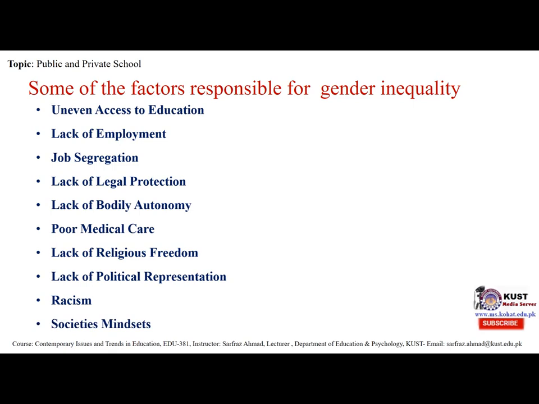Then the next one is society's mindsets. It is less tangible than some of the other causes on this list, but the overall mindset of society has a significant impact on gender inequality. How society determines the differences and value of men versus women plays a steering role in every arena.